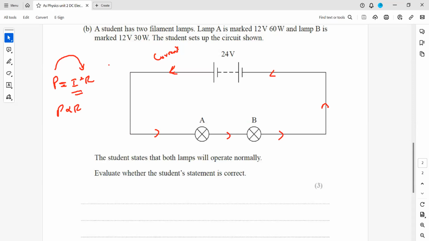They're connected in series. So when two or more lamps are connected in series, what will happen? If they have the same resistance, then the voltage will divide equally. But if they have different resistance, then they will have different voltage. So we have the voltage and the power for each of them. So what is the relation between the power and the resistance? Like lamp A, it's marked.